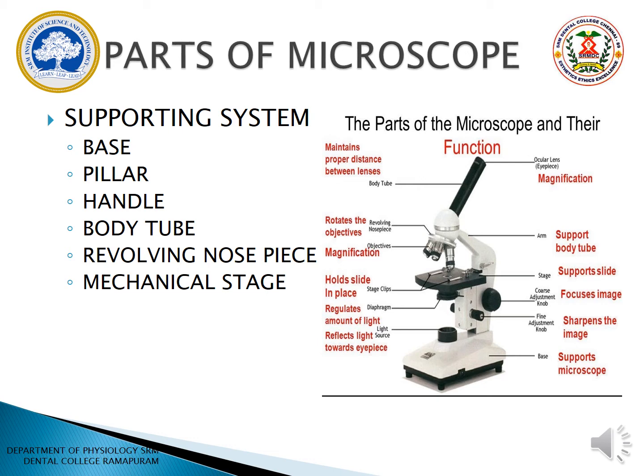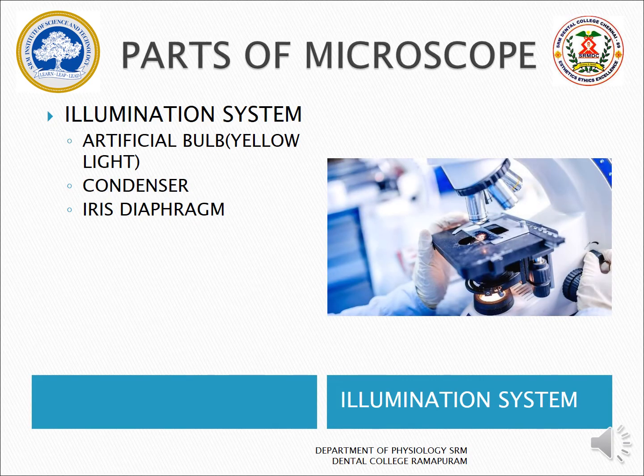So why do we call that a mechanical stage? Because it has mechanical screws, which can move the slide either forward or backward, or sideways, to the right side and the left side. That's why we call this stage a mechanical stage, because it has the screws in it. Next is your illumination system.